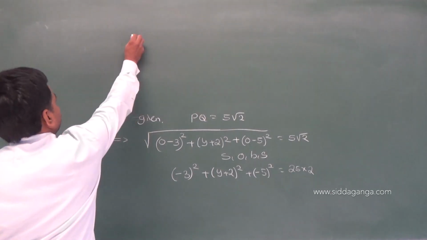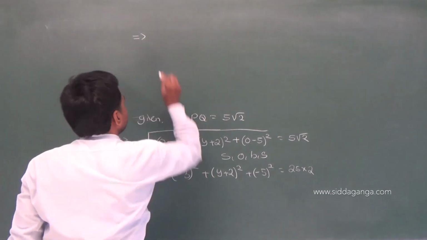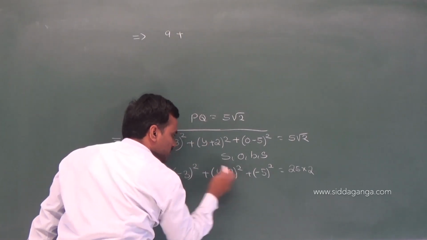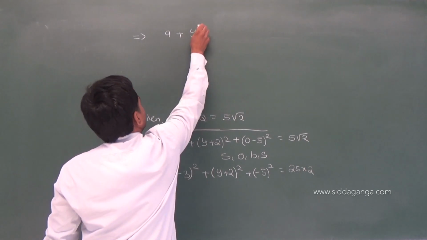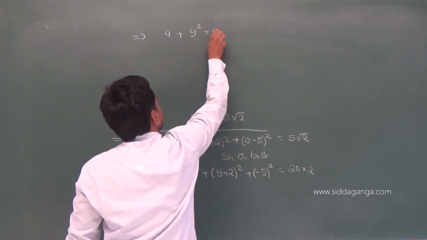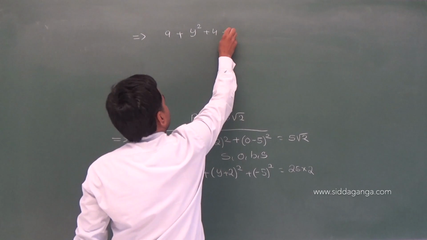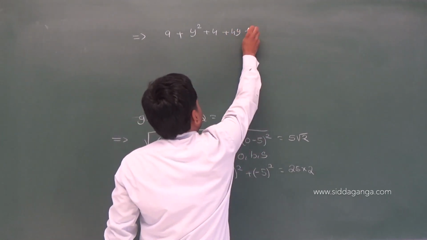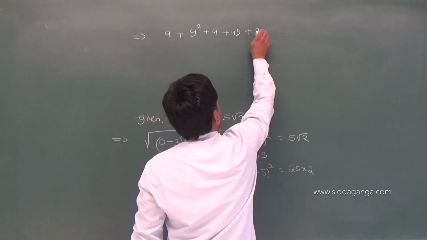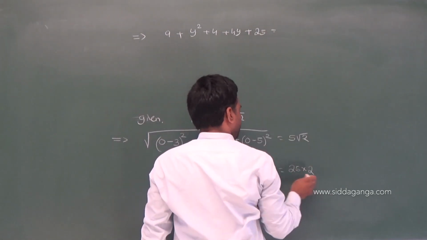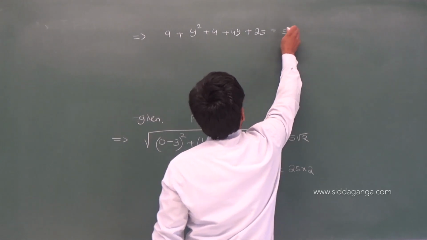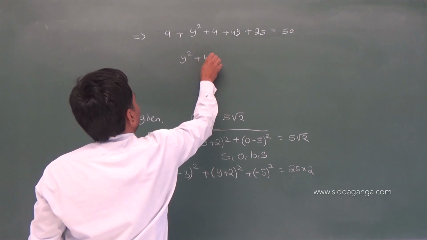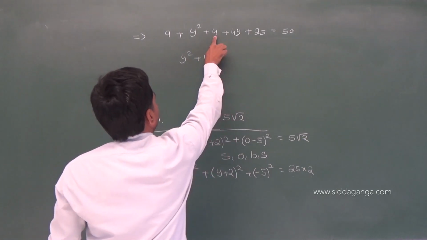That implies minus 3 square is how much? 9. It is of the form (a plus b) whole square: a square, y square, plus b square, 2 square is 4, plus 2ab, 2 2s are 4, 4y, correct? Plus 25 is equal to 25 into 2, which is how much? 50. Okay, y square plus 4y.